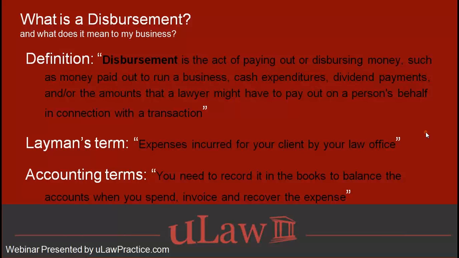The accounting term, which is very important to note because every practice management touch point in the legal world has an accounting touch point, is that you need to record it in your books so that you can balance your accounts when you spend it, invoice it, and recover it. Okay? So we've looked at the wiki definition and a very layman's definition, and that's what we'd like you to take back. What is a disbursement? It's an expense that's incurred for your client by your law office. We're going to now talk about the accounting touch points, the ledgers, the journals that need to be represented one step at a time.